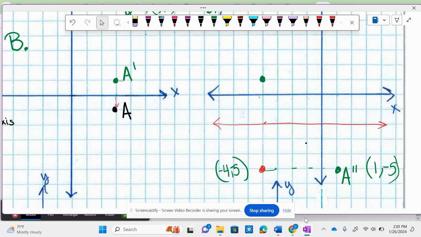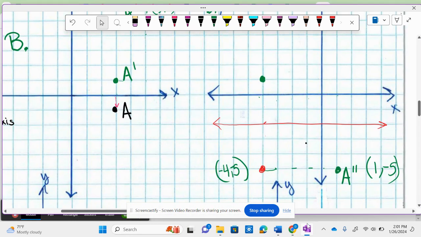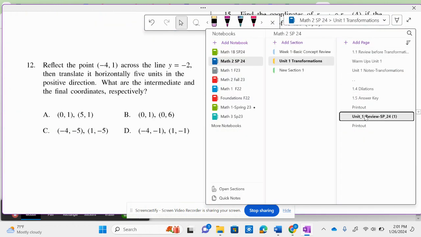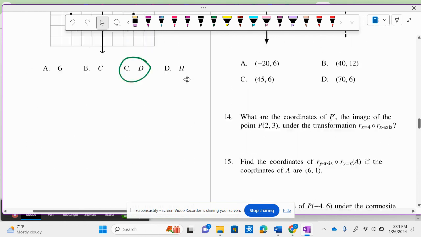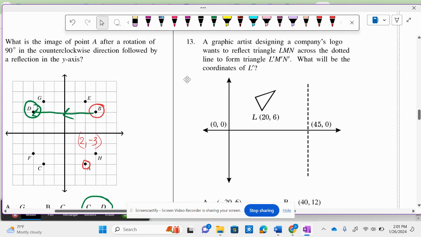Okay, let's look at number 13. Number 13, you don't have to graph. It's already done for you basically. Number 13 is a reflection in parallel lines. So here's what I want you to think about. You're taking this image, triangle L, and you're going to reflect it across this dashed line.